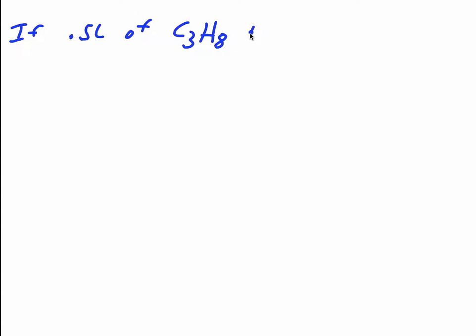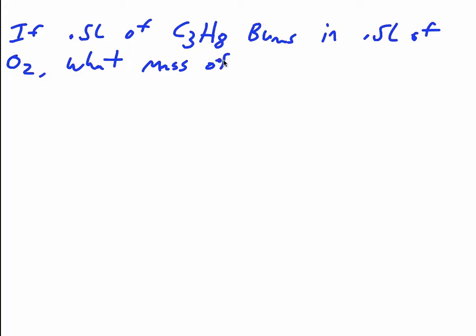Okay, let's try another problem. Let's do one where we have PV equals nRT involved. So let's say 0.5 liters of C3H8 butane gas burns in 0.5 liters of O2, what mass of H2O and CO2 are produced?